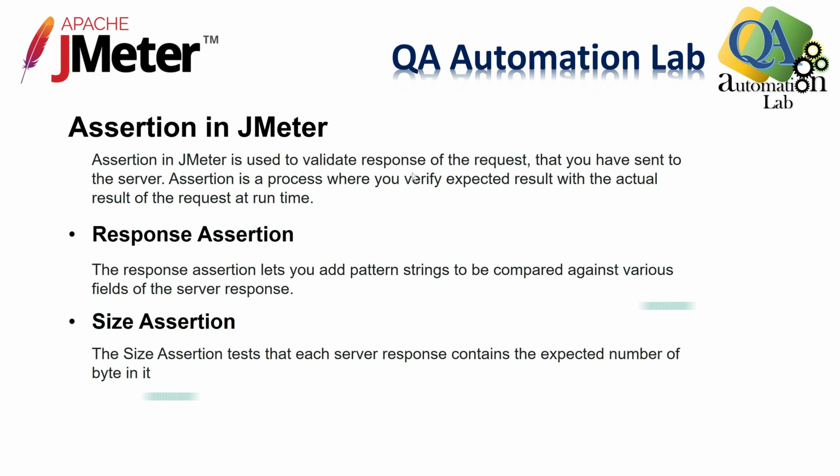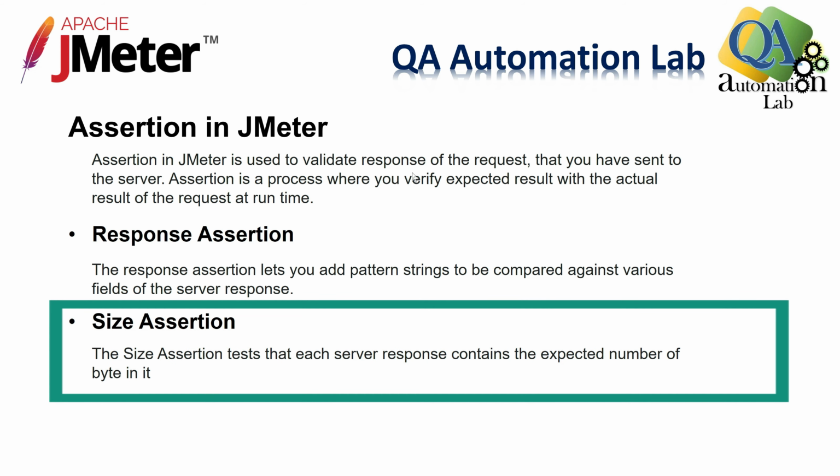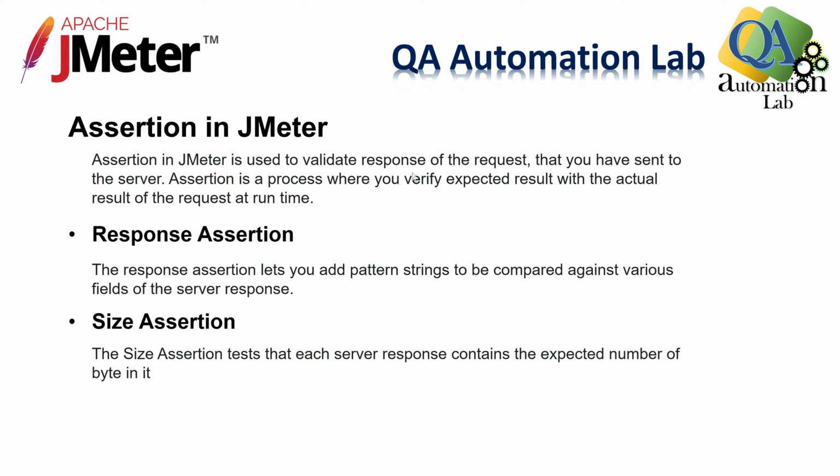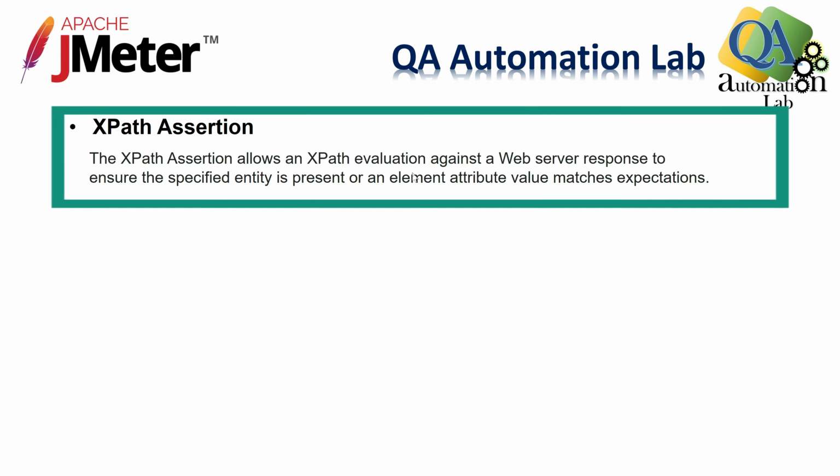The next one is size assertion. Each request, whenever it gets processed, will consume some bytes, so we are going to check for that using size assertion. Next one is XPath Assertion. XPath Assertion allows an XPath evaluation against the web server responses to ensure the specified entity is present or an element attribute value matches expectations.